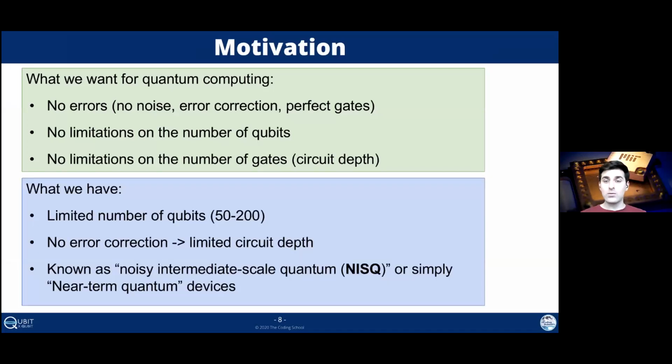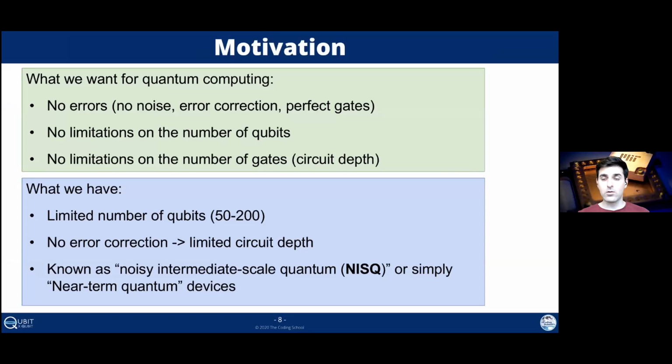But in reality, we don't have any of the above. In fact, we have quantum processors with a limited number of qubits, somewhere between 50 to 200 in the course of the next couple of years.